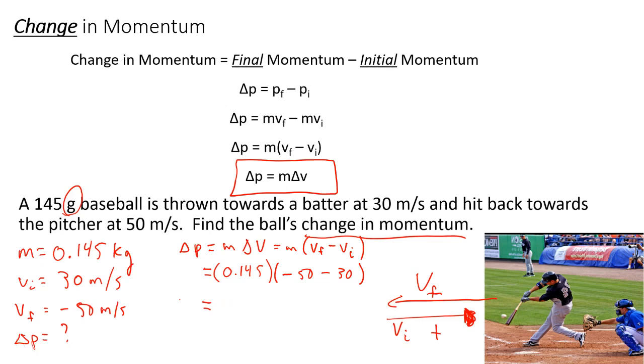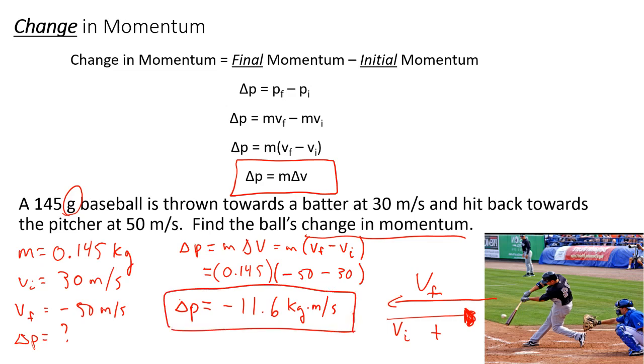Make sure that we're finding the change accurately. Okay, so if we plug and chug this, 0.145 times negative 80, we should get a change in momentum of negative 11.6 kilograms meters per second. Put a box around this thing because that's what we are looking for. Okay, and this question is done.